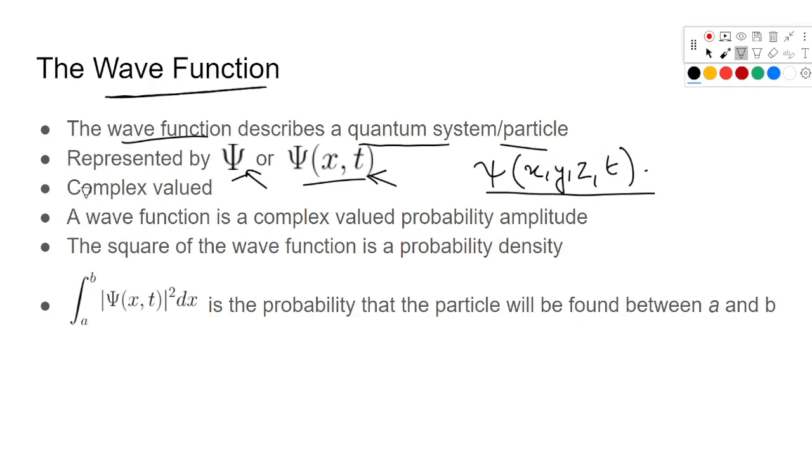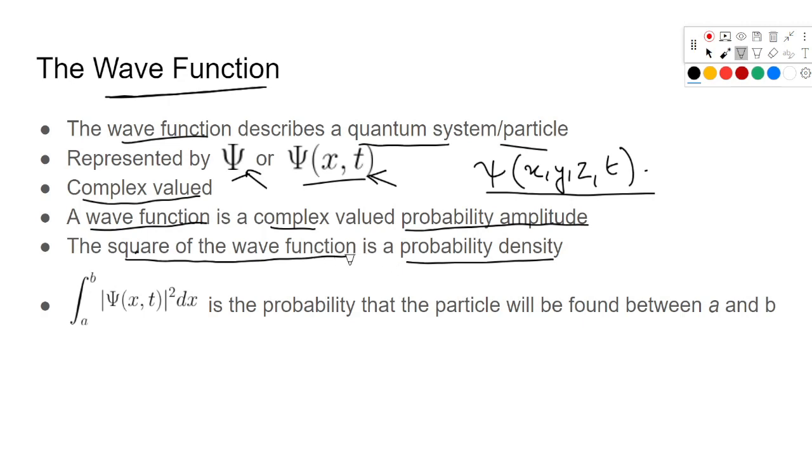The wave function in general is complex valued. The complex numbers are needed in our current mathematical understanding of quantum mechanics. So we define the wave function as a complex valued probability amplitude of a system. What that means is the square of the wave function is the probability density. We talked about probability density in our previous slide. So the square of the wave function is the probability density. The wave function itself is the probability amplitude, and it is complex valued.